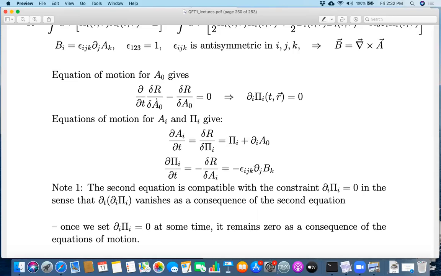So as a consequence of this equation, the time variation of del_i pi_i is identically 0. So even though this equation looks like an equation that has to be imposed at every point, every instant of time, it's in fact enough to impose it at the initial condition. So you choose your initial A_i and pi_i such that pi_i satisfies this condition at the initial time, say t equal to t naught. Then you don't have to worry about this constraint anymore. You evolve A_i and pi_i by these two equations, and del_i pi_i will automatically remain 0 at all future times, just as a consequence of this equation. Is this clear? Any question?